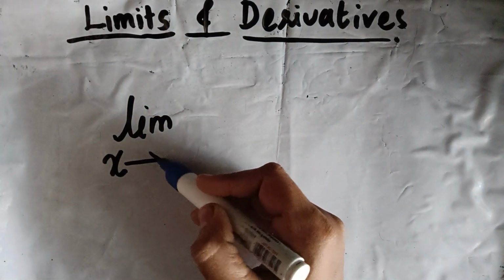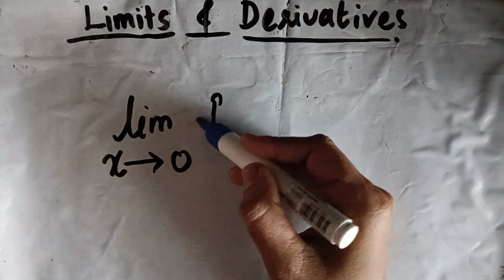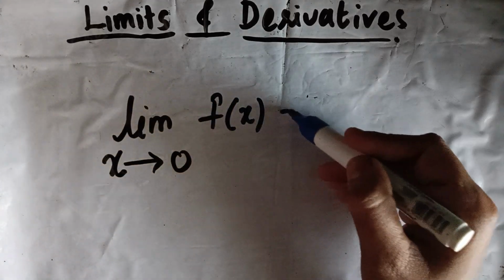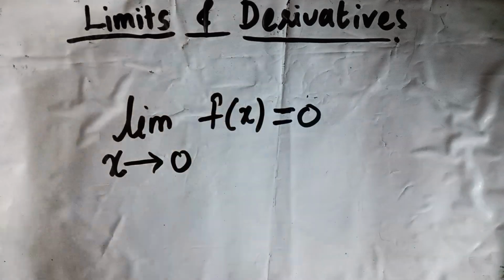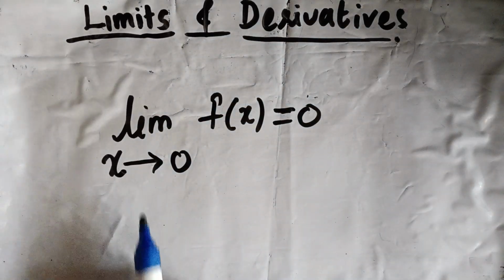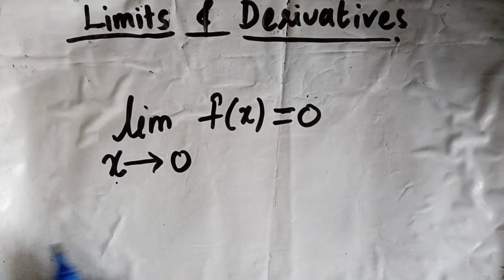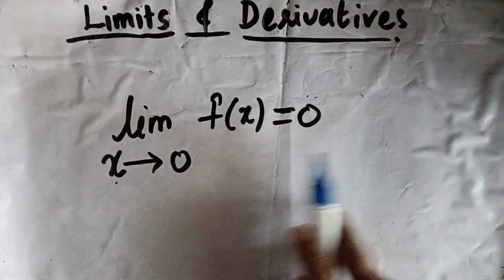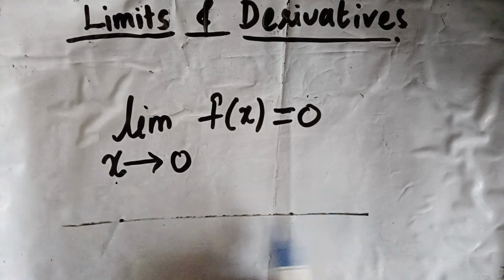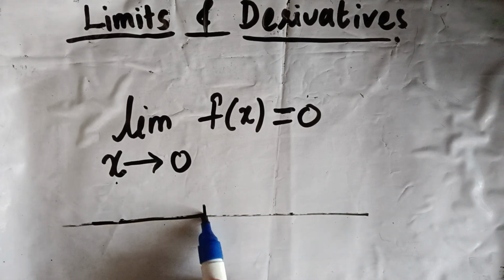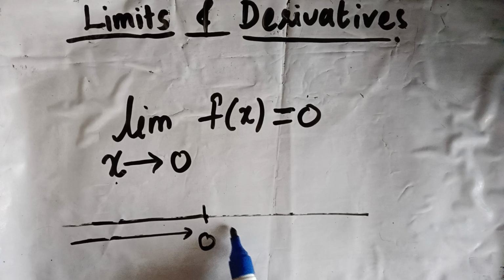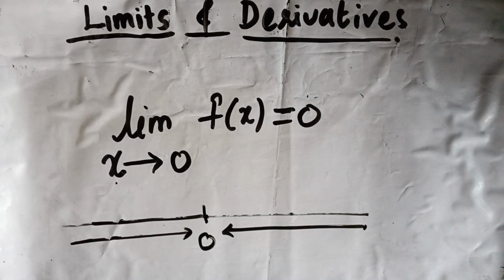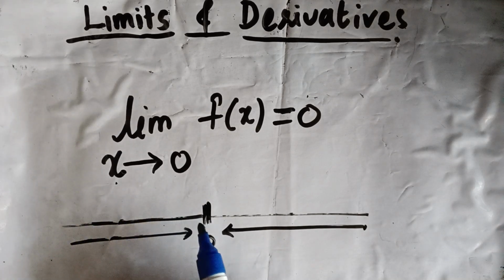x tends to 0, f of x is equal to 0. What do you mean by this? It means that now x is approaching 0, then the value of f(x) becomes 0. Approaching 0 means here 0 is there. So we are approaching from the left hand side and approaching from the right hand side. Not exactly equal to 0. That is, the value can be 0.